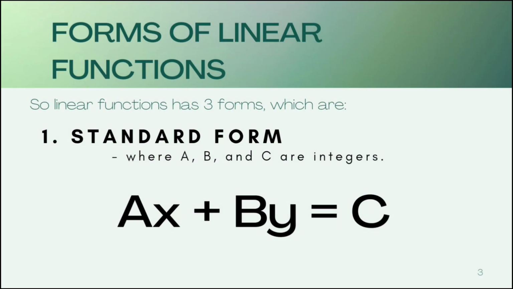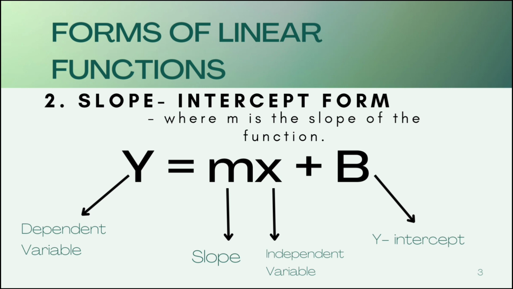The first linear function is standard form, where a, b, c are integers, and the standard form is ax plus by equals c. The second is the slope-intercept form, where m is the slope of the function: y equals mx plus b, where y is the dependent variable, m is the slope, x is the independent variable, and b is the y-intercept.